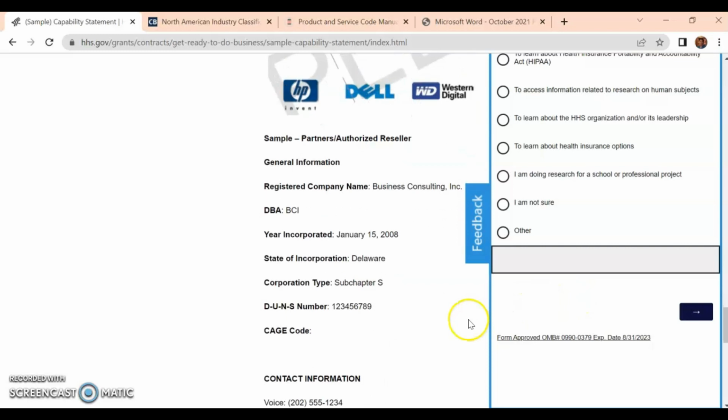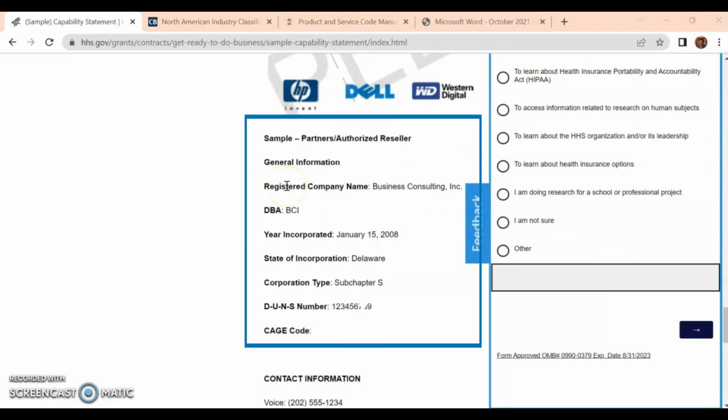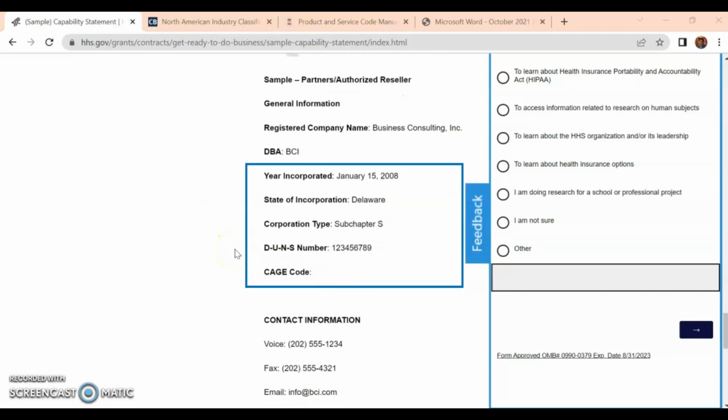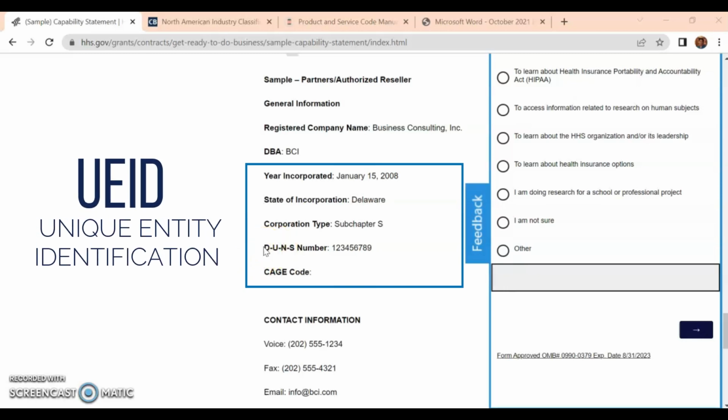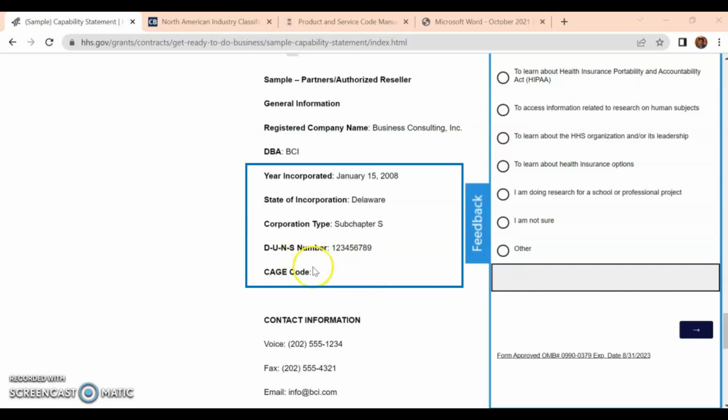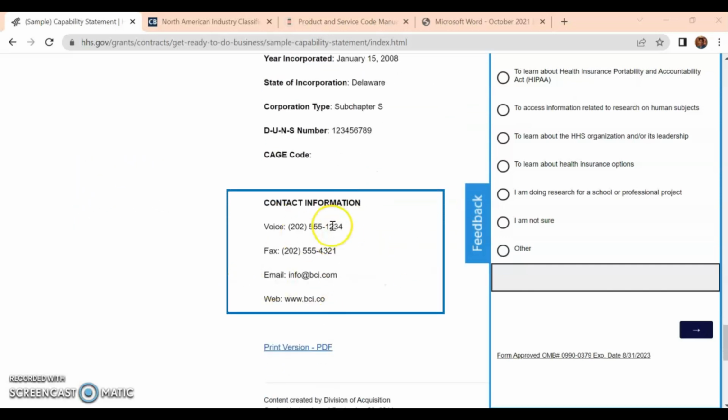And all these other things. And they want to know your company's data. And then the year you were incorporated, the state in which you are incorporated, the corporation type. It's no longer DUNS. It's the UEI, the unique entity identity number, and your CAGE code. And then how are they going to get in touch with you? Who is the POC? Who is that person that they're going to get in touch with to talk about these opportunities and to discuss more information?